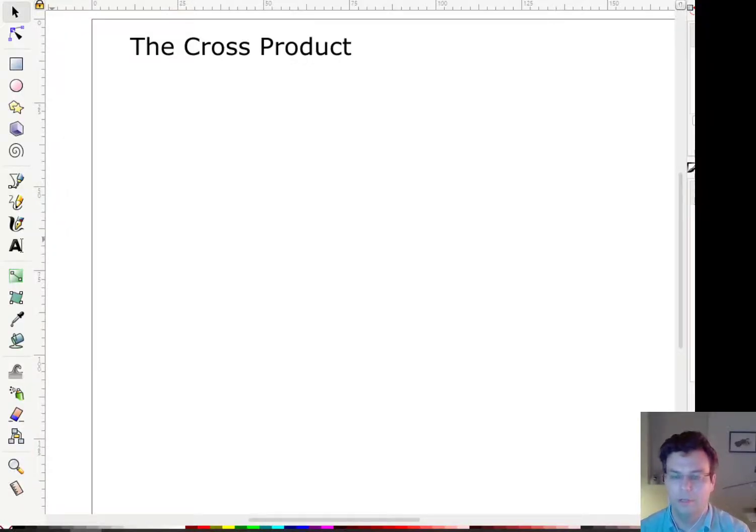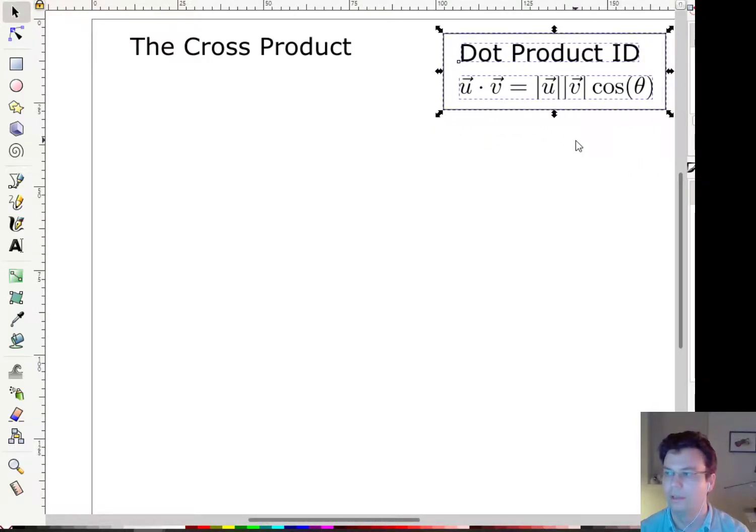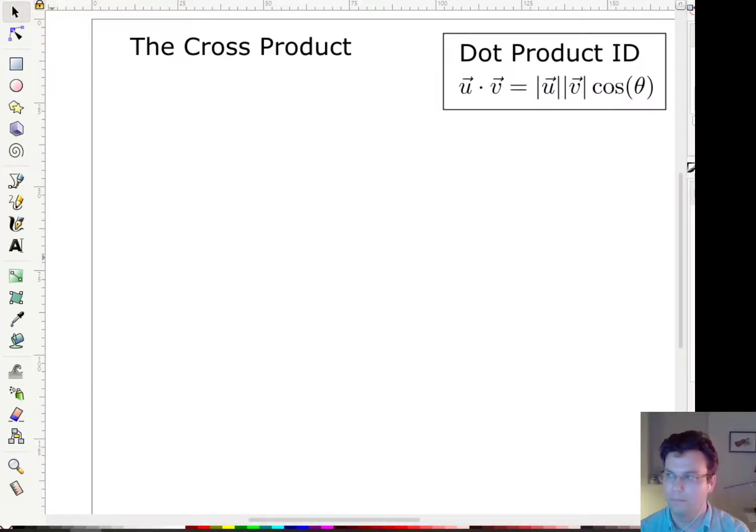Okay, now I'm going to talk about another kind of vector product in addition to the dot product that's going to be very useful for us. So I'm going to put the dot product identity off here to the side so we can remember it and compare it. But there's another product we're going to talk about called the cross product.